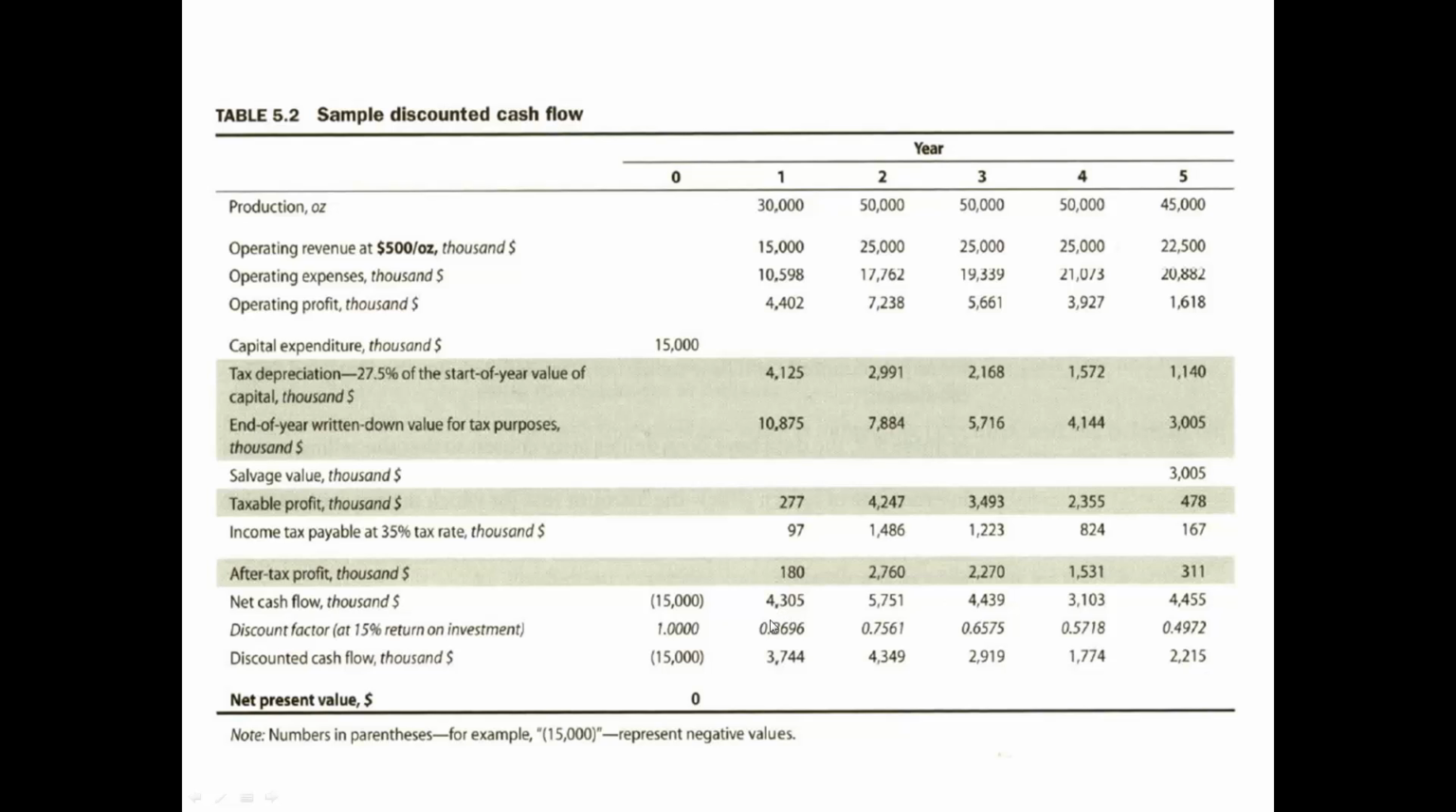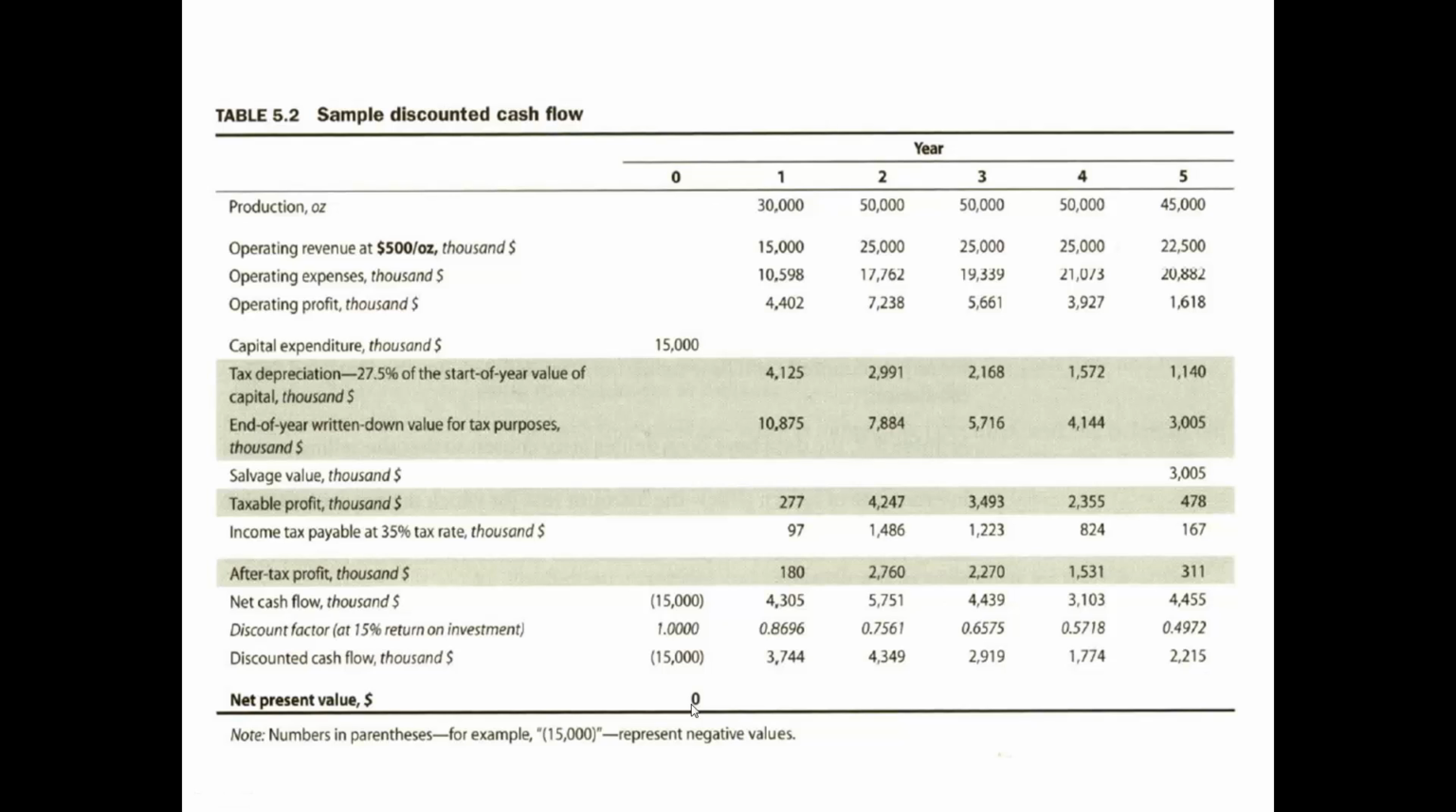The discount factor, 15% in year one, if you look in the table in the appendix, you'll find this factor. This factor is multiplied times this net cash flow to get the discounted cash flow. These numbers at the bottom are the actual numbers that you want to look at to compare with the amount that you are spending. And so these are positive. The amount you're spending is negative. And the net present value is 0.